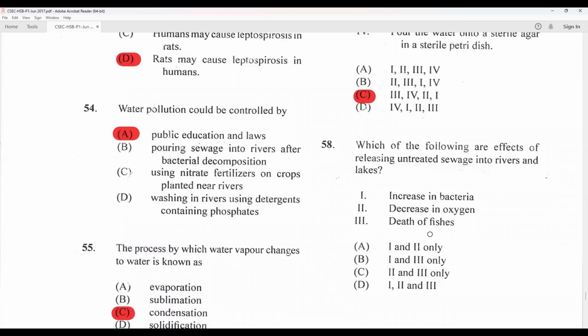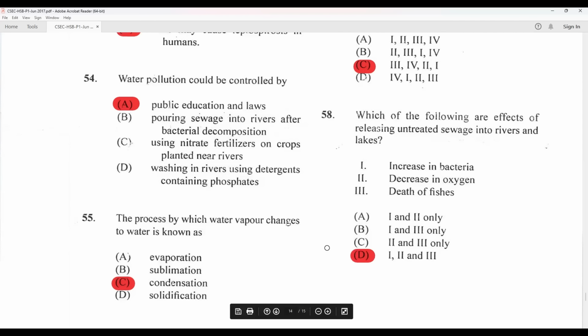58. Which of the following are effects of releasing untreated sewage into rivers and lakes? Increasing bacteria, decreasing oxygen, death of fish. And all three seem to be correct. So what are we looking for? 1, 2, and 3, which brings us to D.